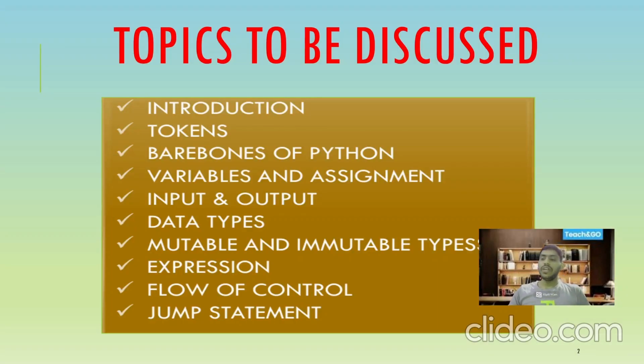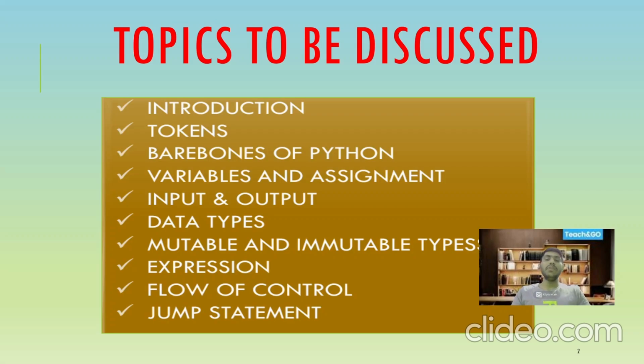What are the different topics we are going to discuss here? First is the introduction. What is Python? Who developed Python? What is the reason behind developing this language? Then, what are tokens, the smallest individual element of a programming language. Then the bare bones of Python: what are the different elements by which we can make a programming language.